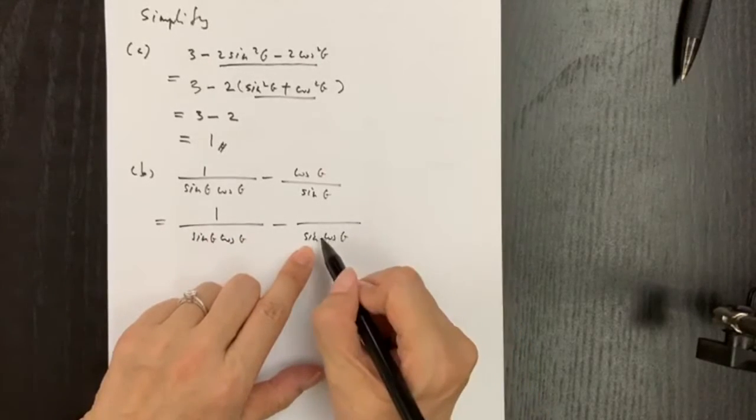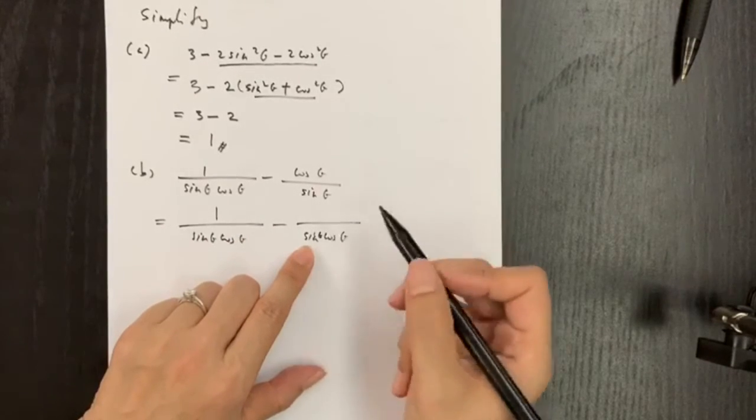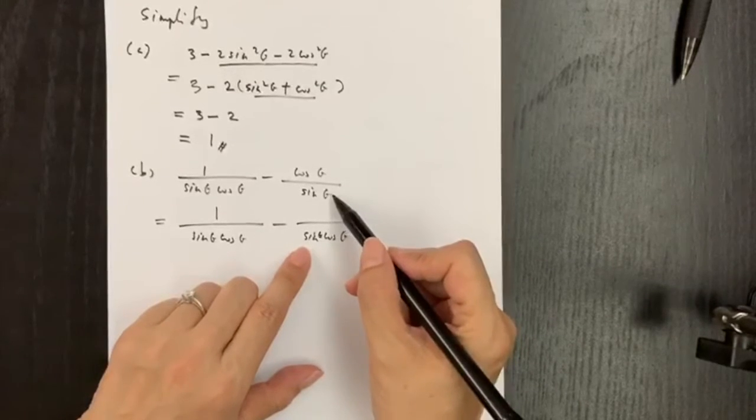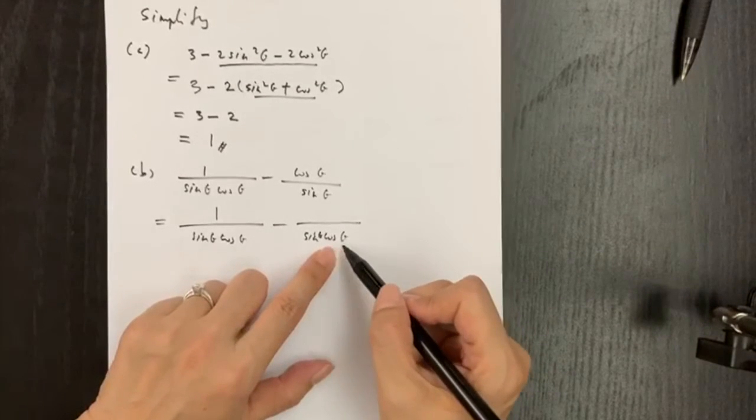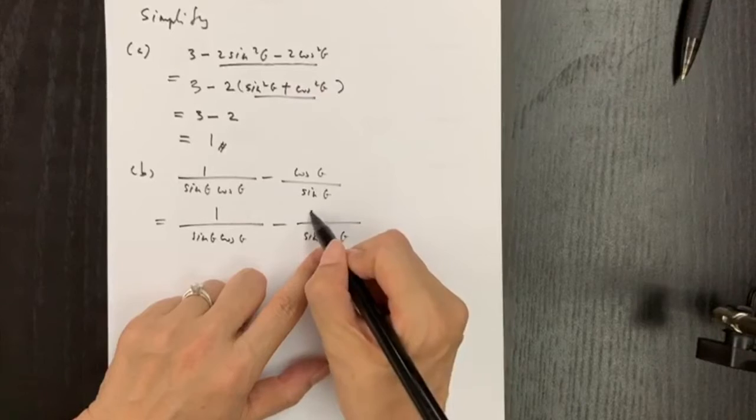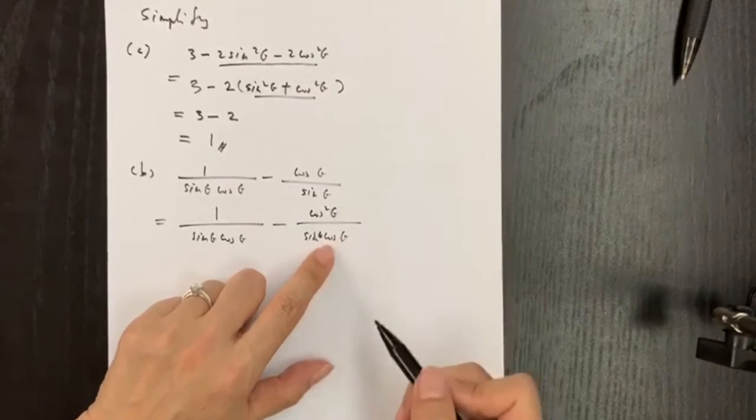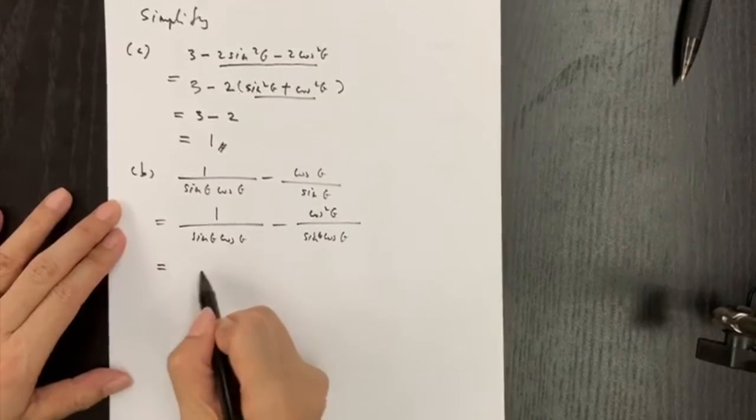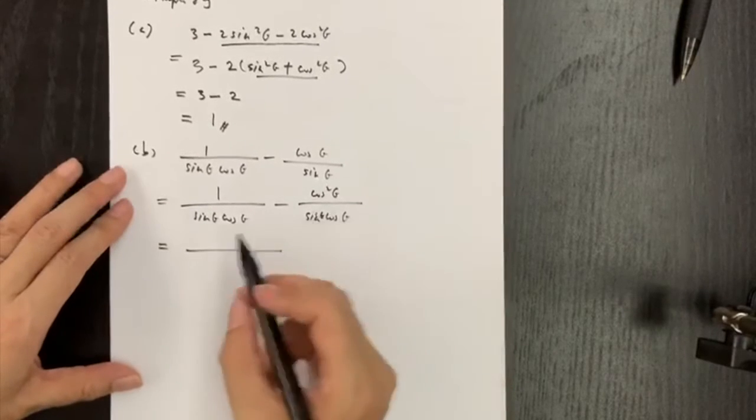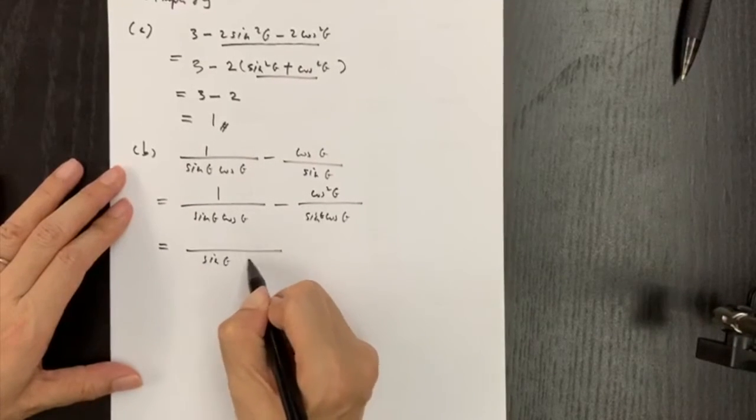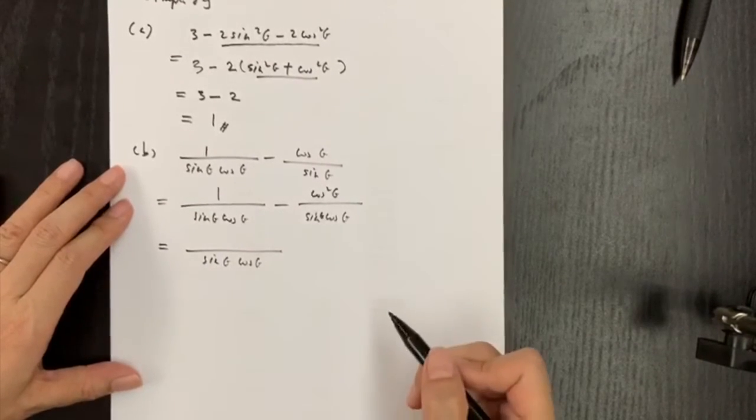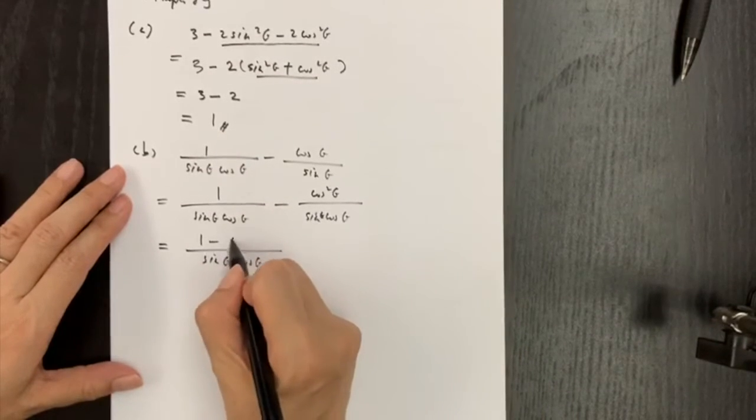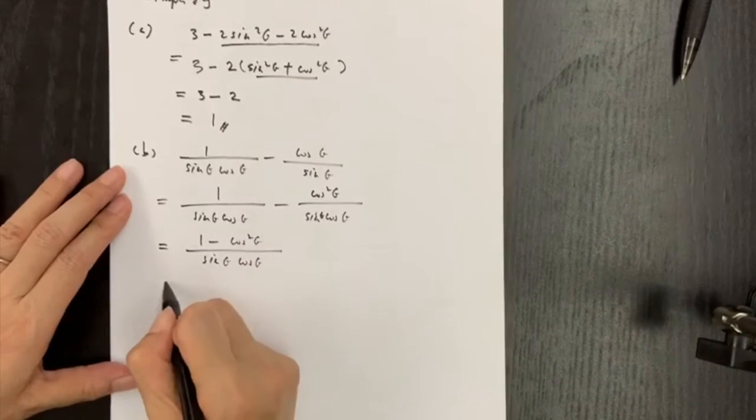But what is the new thing? I missed out the theta here. So what is the new thing here? We already have sine theta here. The new thing is cosine theta. So therefore, I will need to have cosine square theta. So since I have the same denominator, I can join them together, sine theta, cosine theta, and then on top I have 1 minus cosine square theta.